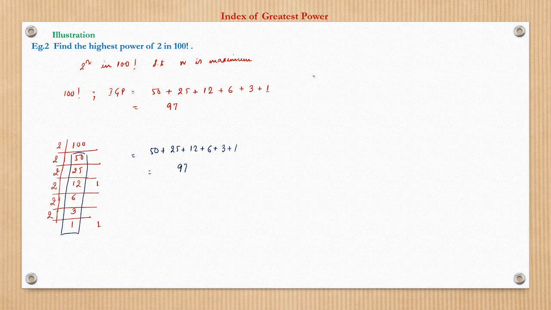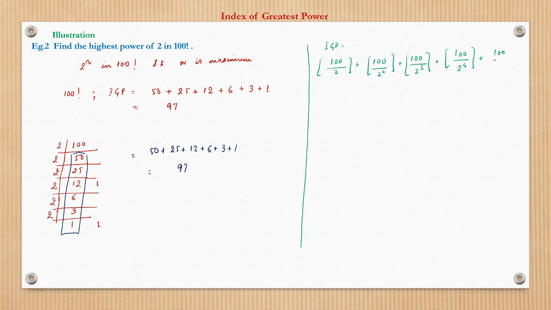Then we'll see the other variant also, method 2. That's a variant only. What we will do, 100 by 2, then 100 by 2 square, then 100 by 2 cube, then 100 by 2 to the 4, then 100 by 2 to the 5, plus 100 by 2 to the 6.